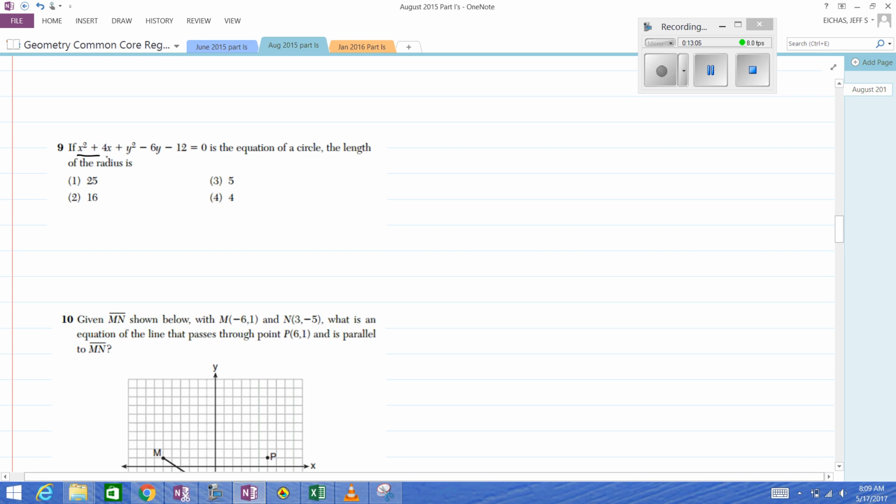Looks like we want to get the equation of a circle in center-radius form. So we're trying to get this format right here. That's our goal. We've got a completing the square problem here. There's one way to do this. We could graph it, but that could get messy. I think completing the square is our most efficient method.